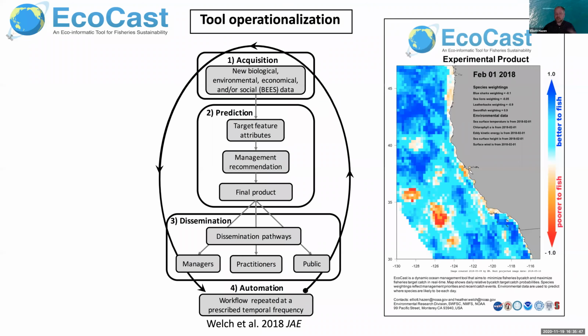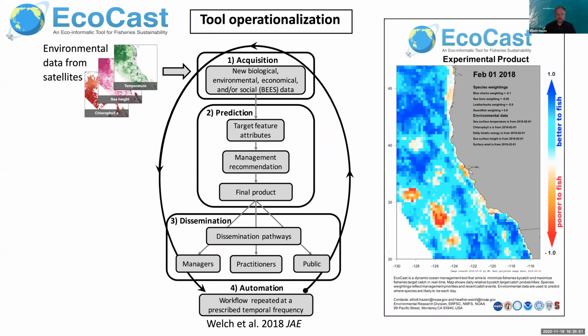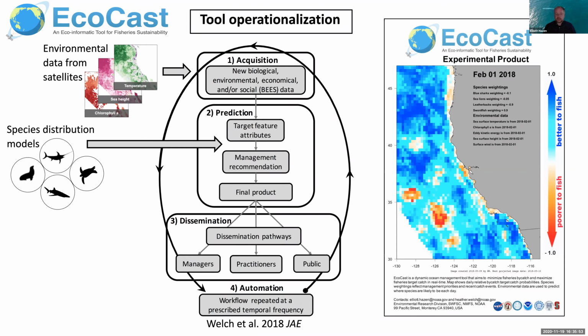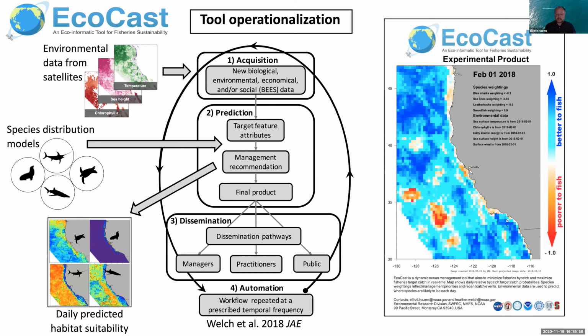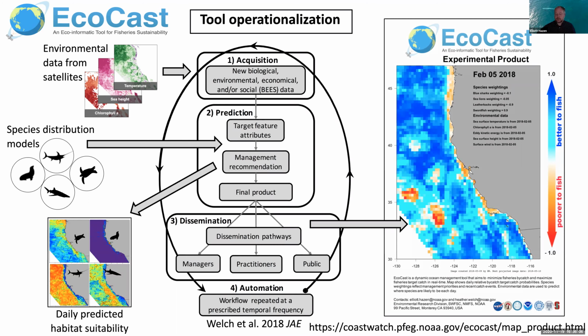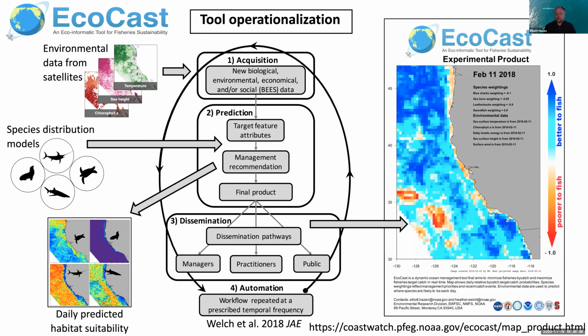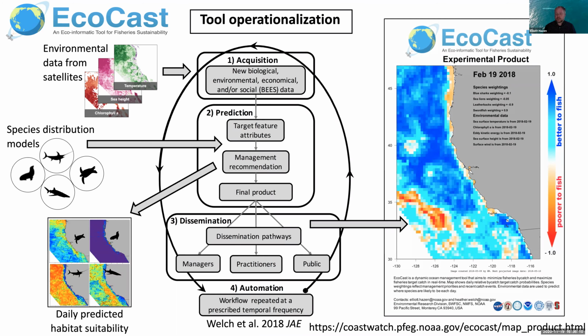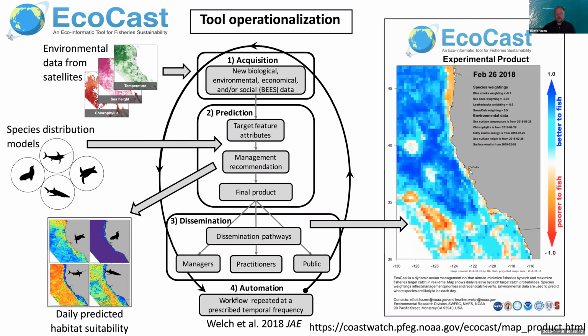And then there has to be this automation where this is repeated at a prescribed temporal frequency as well. So you download the environmental data, use the species distribution models to predict, have the daily predicted habitat suitability that then informs your EcoCast final product. And so I recommend reading Heather Welch's Journal of Applied Ecology paper in 2018 to get a better idea for how this kind of operationalization step that is often not visible takes place.